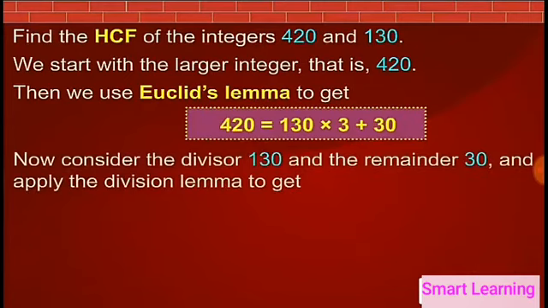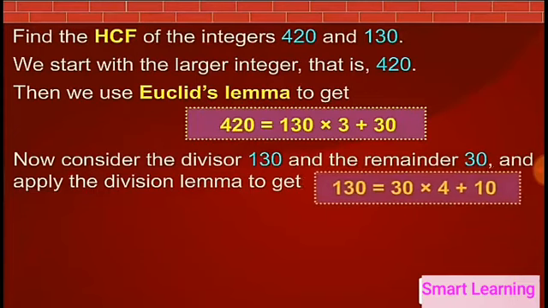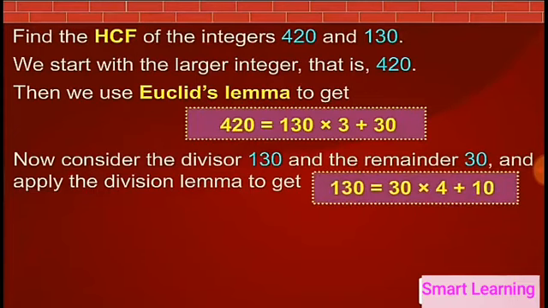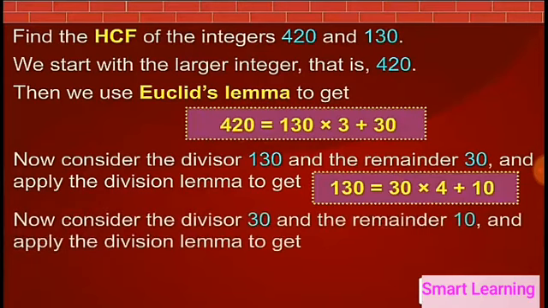Now consider the previous divisor 130 as the dividend and the previous remainder 30 as the divisor and apply the division lemma to get 130 is equal to 30 into 4 plus 10, where 4 is the quotient and 10 is the remainder. See here again that 10 is less than the divisor 30. Here also the remainder 10 is not equal to 0. So move over to the next step.